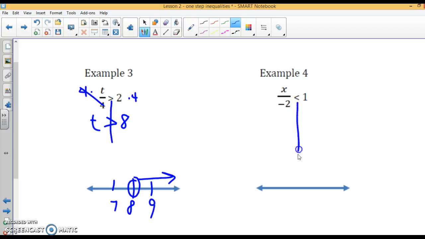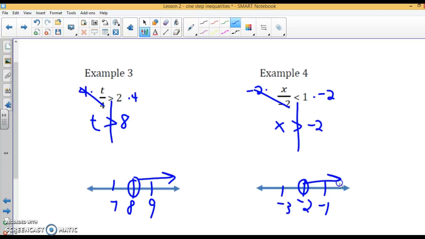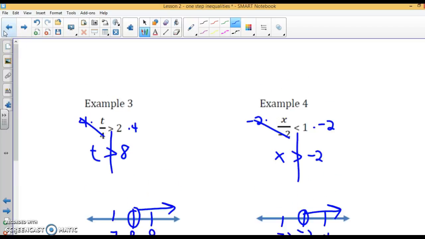All right. This one, I'm going to multiply both sides by a negative 2. So, I'm going to get x is, you need to switch your inequality because I multiplied both sides by a negative, greater than negative 2. So, there's negative 2. Open circle, shaded right for greater than. Do not forget, if you multiply or divide both sides by a negative, you need to switch the inequality. Other than that, it's exactly the same as solving equations.